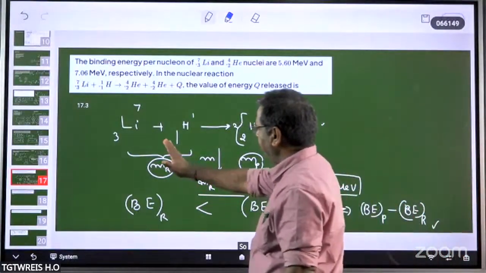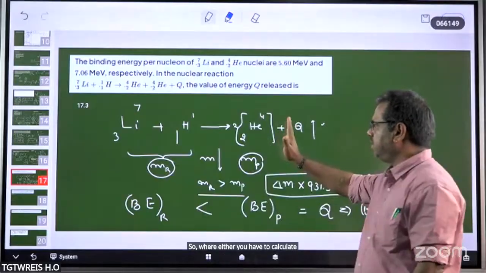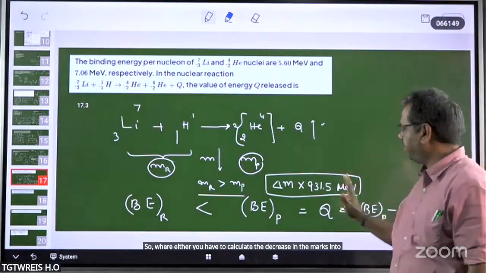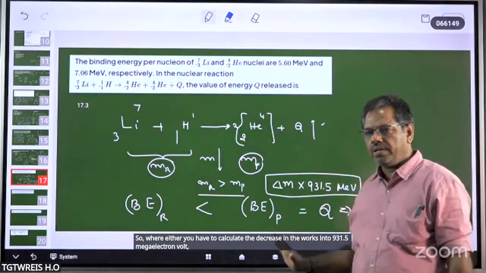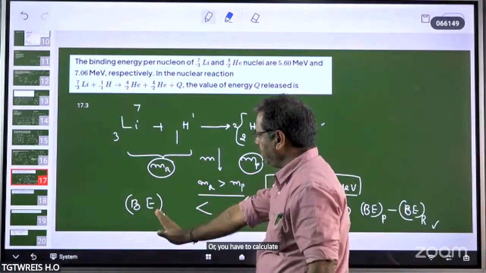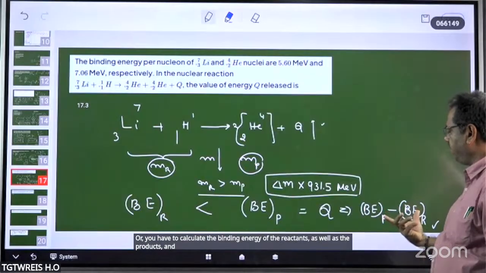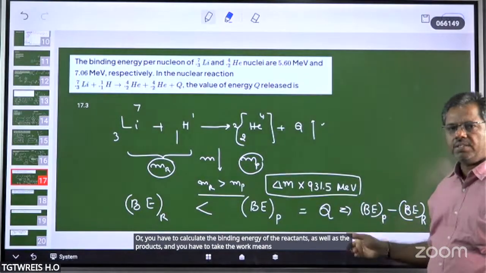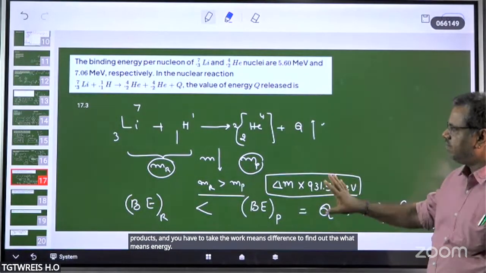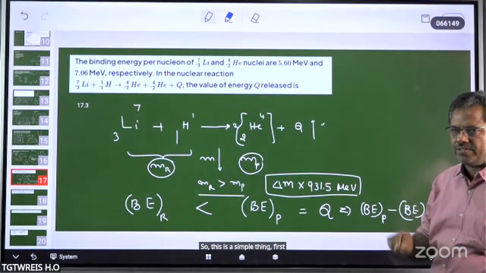So either you calculate the decrease in mass into 931.5 mega electron volt, or you calculate the binding energy of the reactants as well as the products and take the difference to find the energy. This is the simple thing we have to understand first of all.